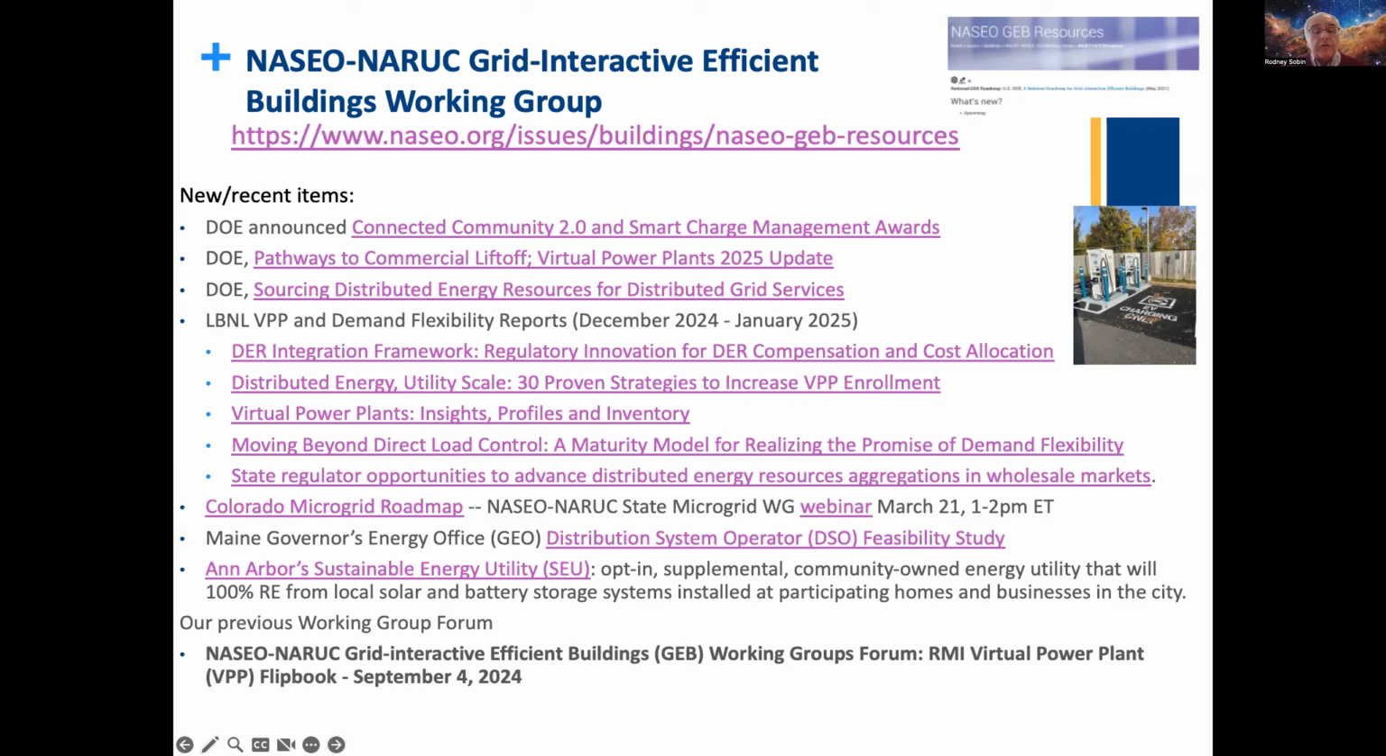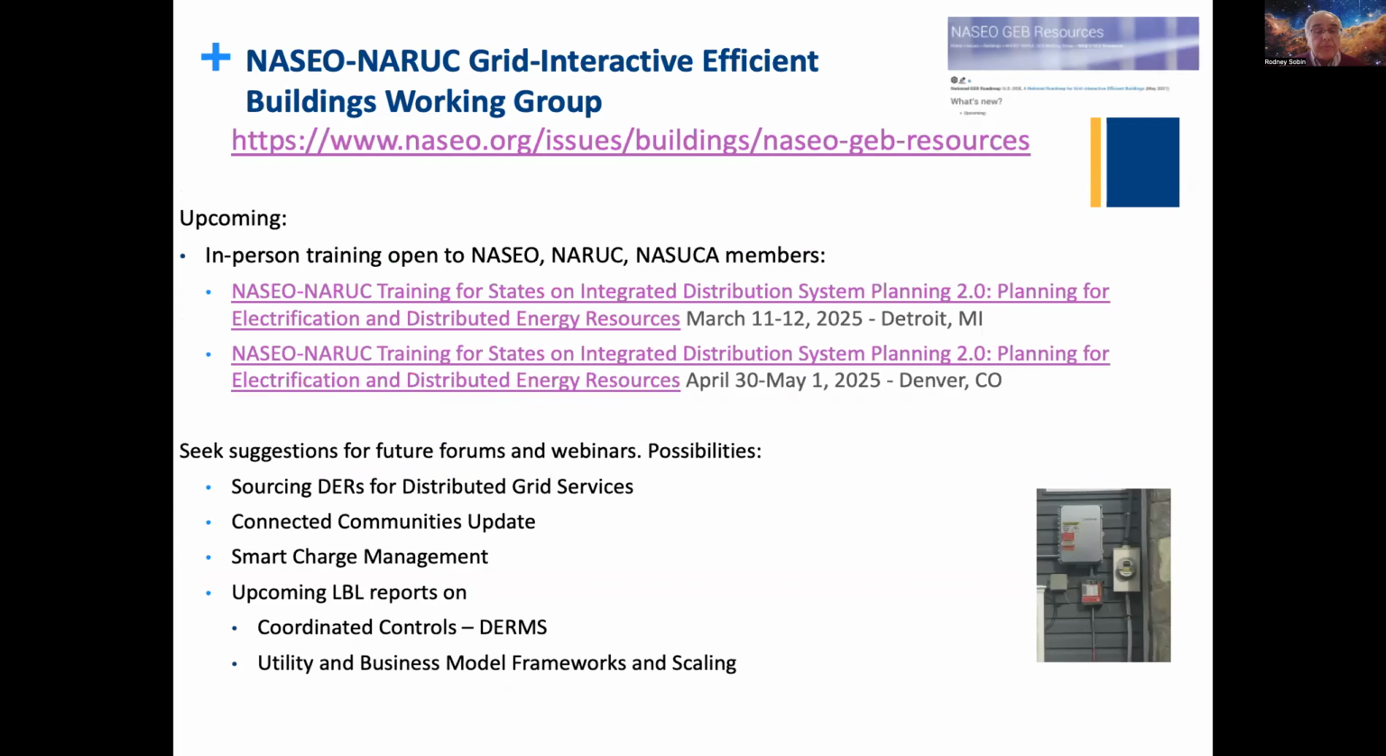And just a little point to our last working group forum featuring the RMI virtual power plant flip book and cases from a couple of utilities. Next, please. So upcoming, and I think Jeff will say a little bit more about this, through another collaboration among us, we have some support again from the Department of Energy to do integrated distribution system planning. There are a couple of in-person workshops that are coming up, and I won't say too much more about it since Jeff can speak to it.